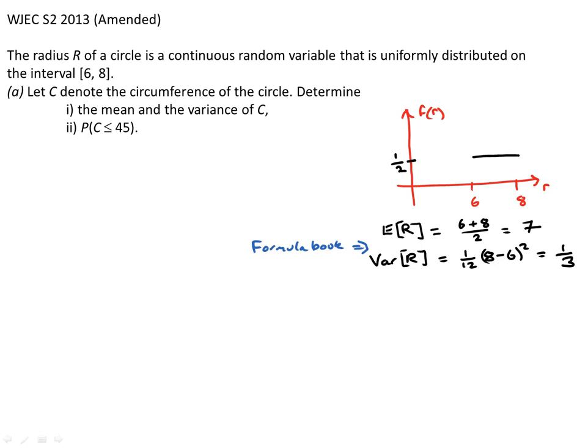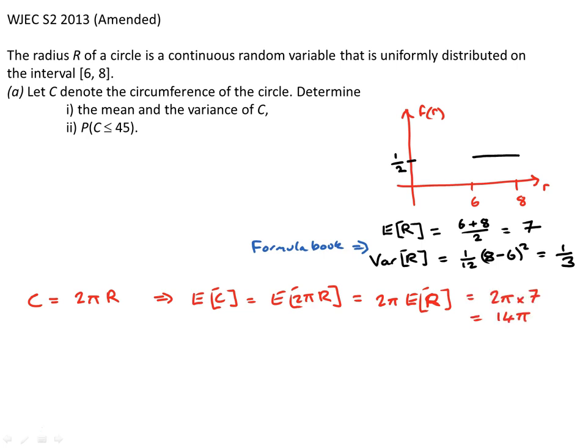Now we know that the circumference of the circle is 2 pi r. So the mean, or the expected value of the circumference, is going to be the expected value of 2 pi r, which is the same thing as 2 pi times the expected value of r. So that's 2 pi times 7, which gives us 14 pi.